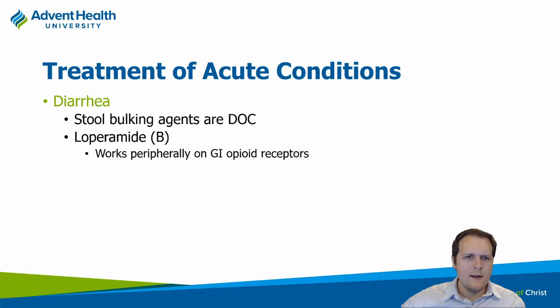In terms of diarrhea, stool bulking agents like psyllium husk or methylcellulose can also be recommended here. And then loperamide has been used in the past and helps to slow down the GI tract by working on those GI opioid receptors. That could be a pretty reasonable option, assuming bulk forming agents are not working or maybe not appropriate for your patient.